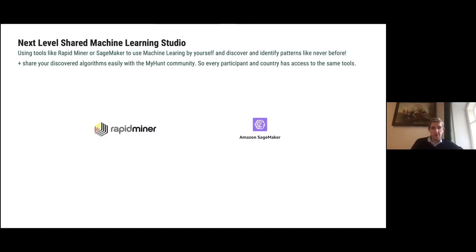Using very advanced tools like RapidMiner or Amazon SageMaker, which use machine learning, they are able to analyze the data and identify certain patterns across the continent and also across the world from next year. And these algorithms can then be shared, not with the end user community, but with the scientific community, so that every participant in every country and every association has access to the same amount of tools to process the data.